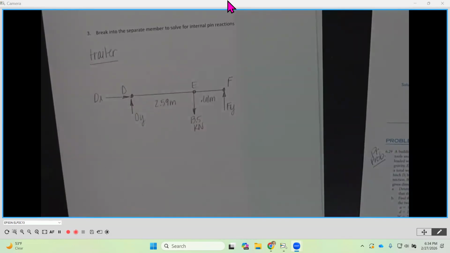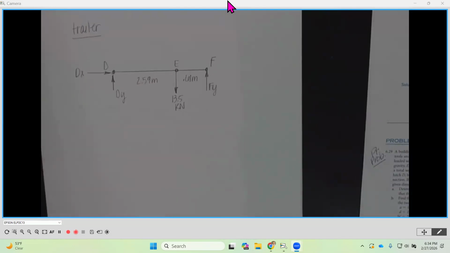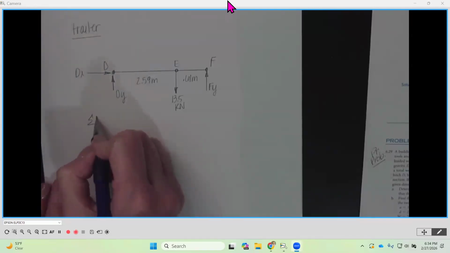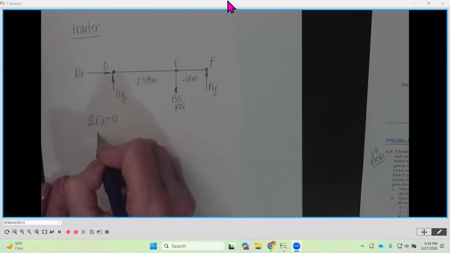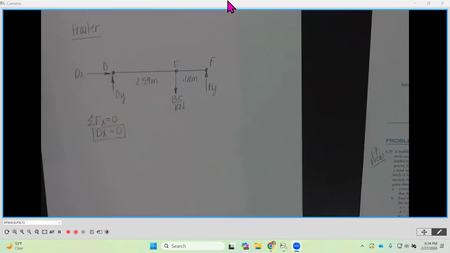now we're ready to use our equations of equilibrium to solve for our unknown values. So why don't we start with that x right away? Sum of the forces in the x equals 0, dx is equal to 0. There we go. We do need to show it and we need to calculate it because 0 is a value.